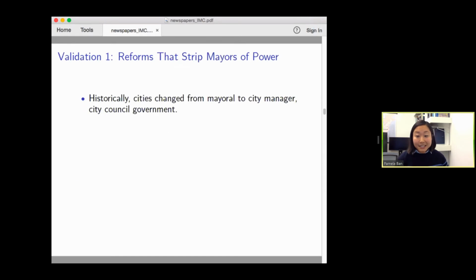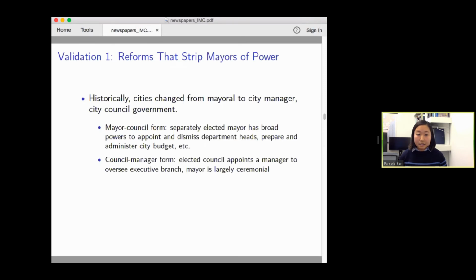Okay. To start, the first example that I'll show for a validation test will be reforms that strip mayors of power. So historically, American cities changed from a mayor-city council form of government to a city manager-city council form of government. The mayor-council form is when there is a separately elected mayor and a separately elected city council, and the mayor has broad, strong powers to appoint and dismiss department heads, to prepare and administer the city budget. In general, the mayor has very strong executive powers in the local level of government.